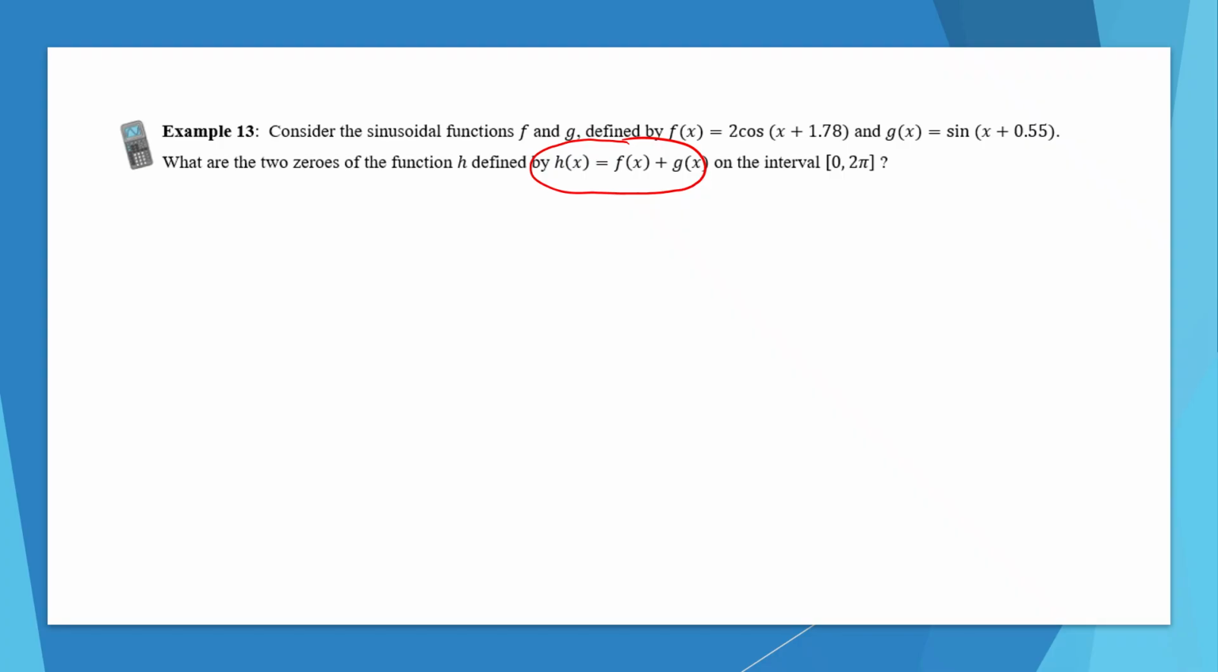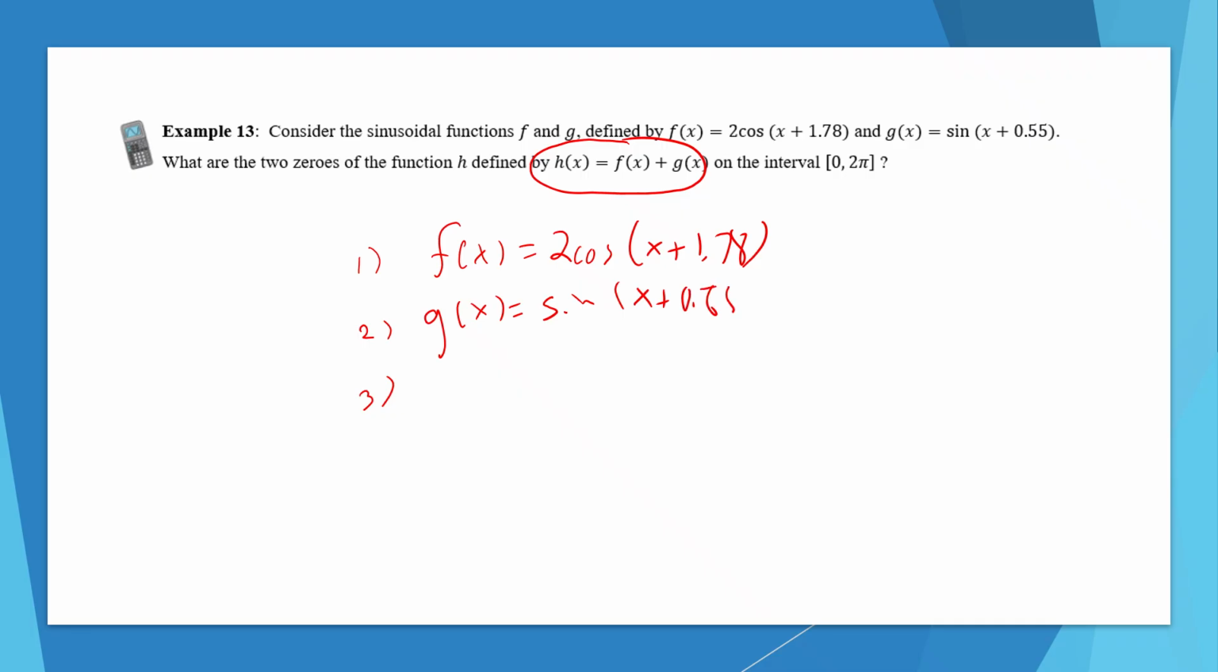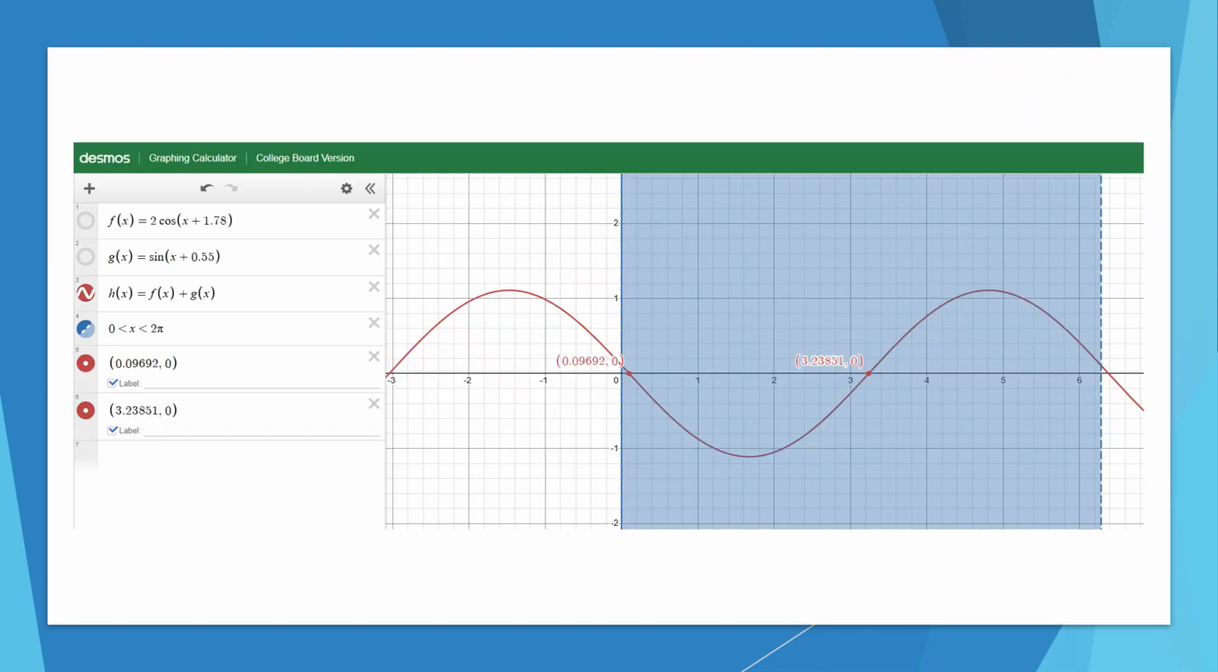The way we're going to do it is in row 1, row 2, and then row 3, it literally is as simple as if you type in f of x equals 2 cosine x plus 1.78, and then in row 2 you type g of x equals sine x plus 0.55. That will graph two separate functions. Those are not our answer, but we want to look at h of x equals f of x plus g of x, and then we're only going to look between 0 and 2 pi. So doing that should look like this.